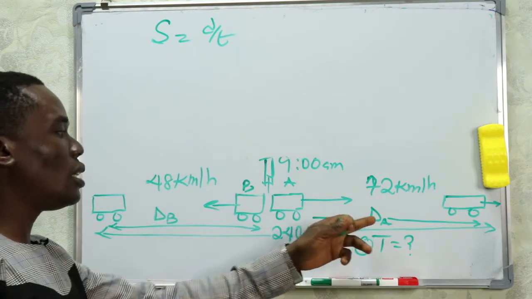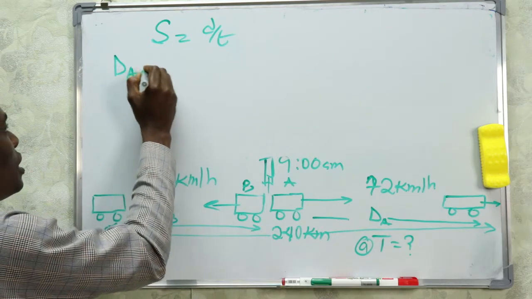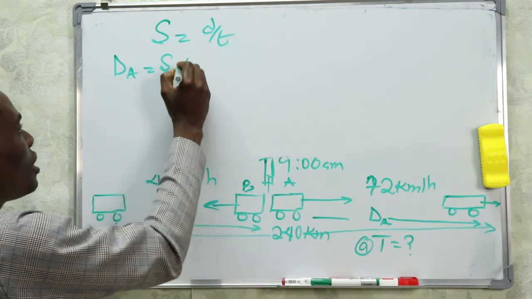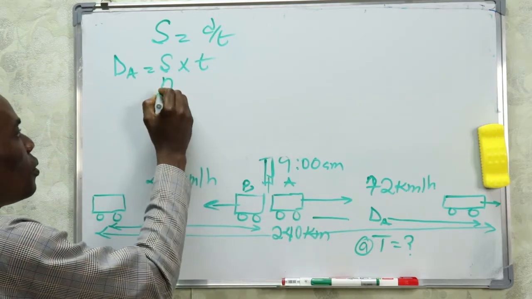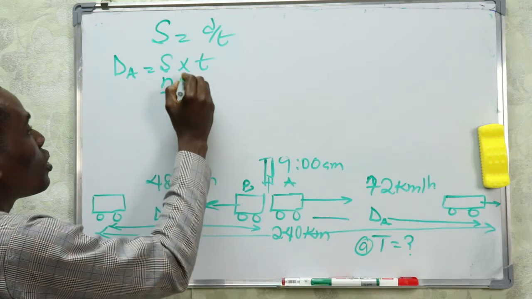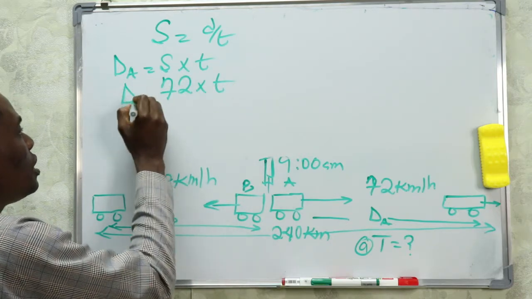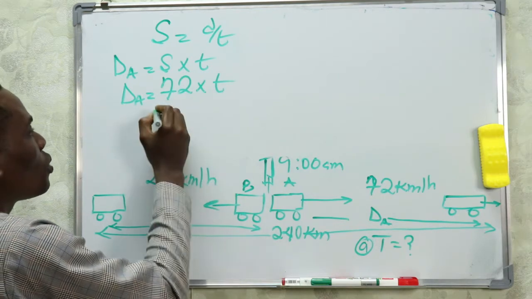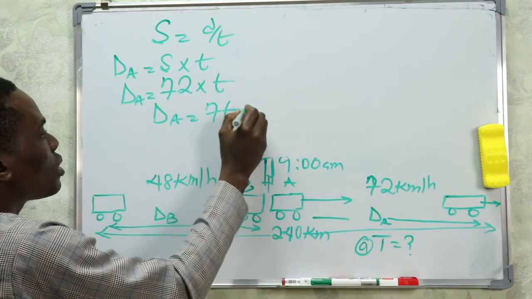Now we want to calculate the distance for dA. The distance traveled by A is equal to the speed times the time. The speed for bus 1 is 72 times T. And so our dA will be equal to 72T.